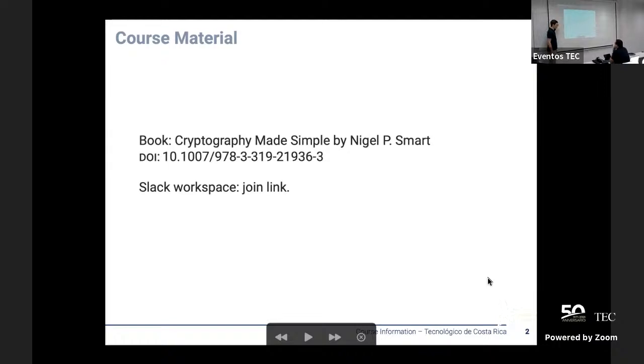The book is actually a big book. Unfortunately, this document object identifier goes to a Springer link where you can buy it yourself. But if you cannot buy it yourself, you can also get the old version of the book, which is also by Nigel Smart, who is, by the way, a famous cryptographer, so it's a really good book.